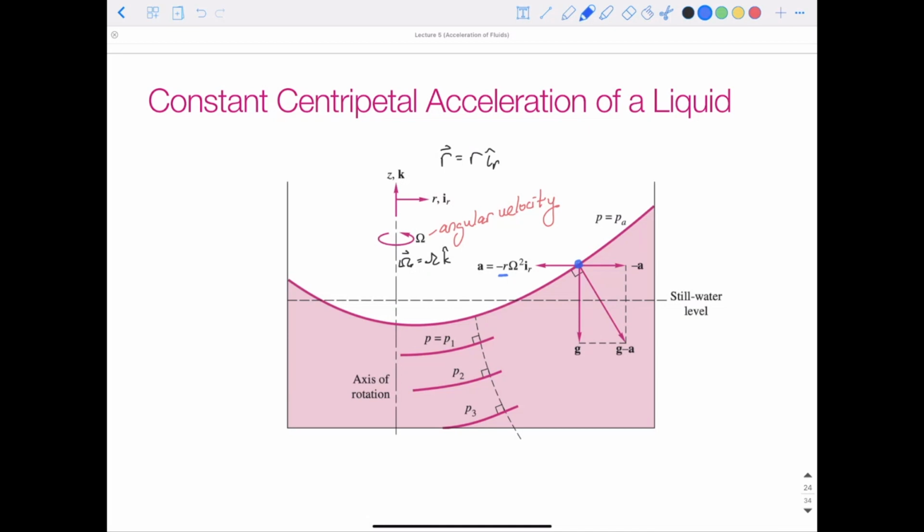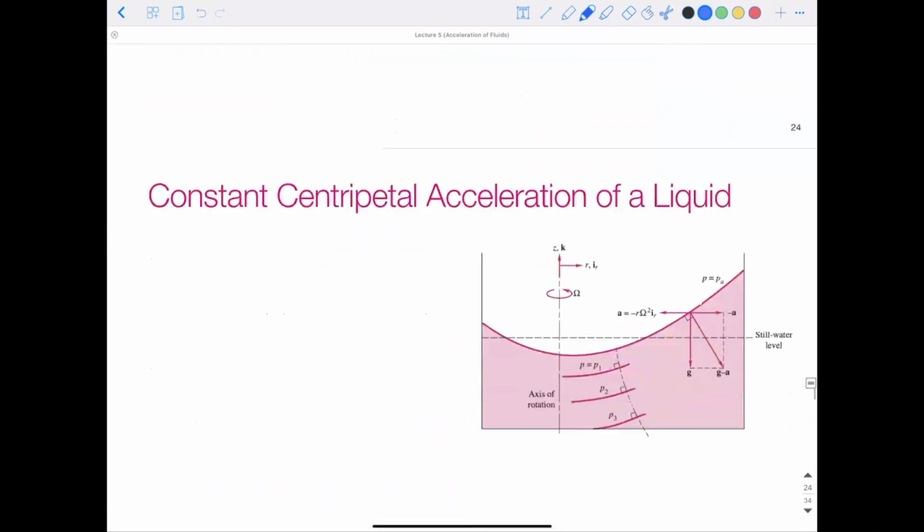And it just so happens that for liquids undergoing rigid body rotation in a container, the shape of those isobars in the free surface is a parabola, or in 3 dimensions, a paraboloid. So let's write some equations down.